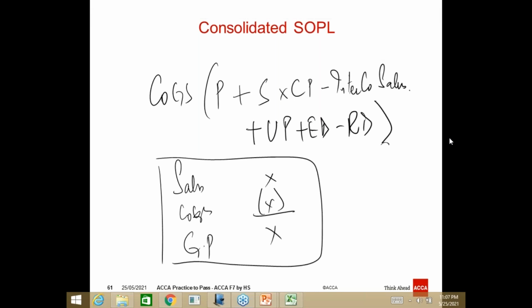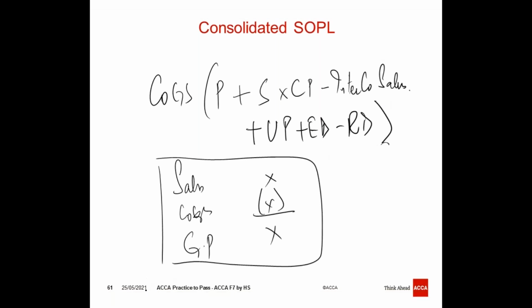Why are we adding up unrealized profit? Actually, we are adjusting the cost of goods sold. So whenever there is a decrease in the stock, there will be an increase, an upward adjustment in the cost of goods sold. ED stands for excess depreciation that you need to charge in case of upward revaluation. RD means reversal of depreciation. That shows that we have overcharged the depreciation, and now you need to reverse the depreciation amount.